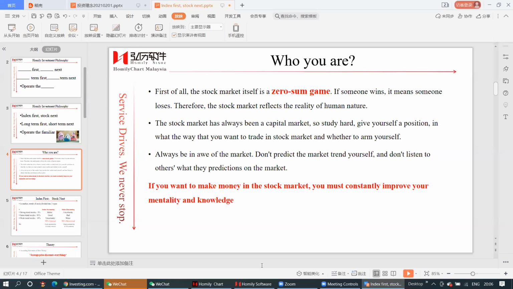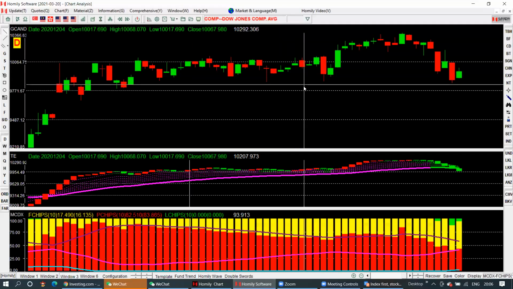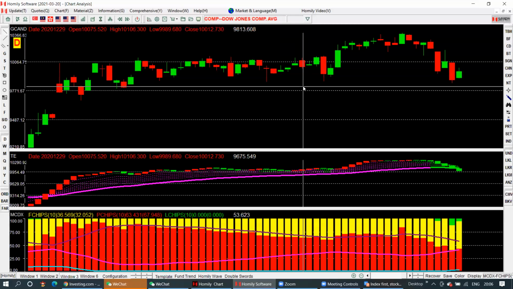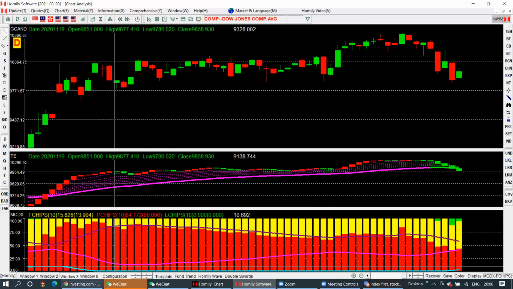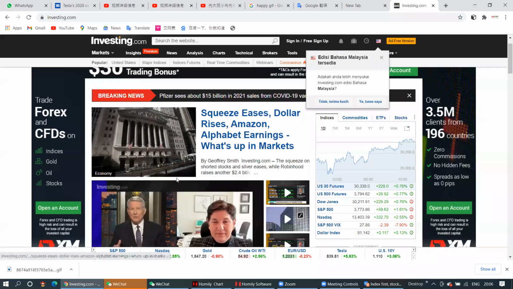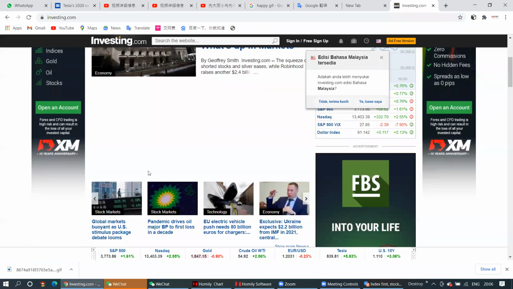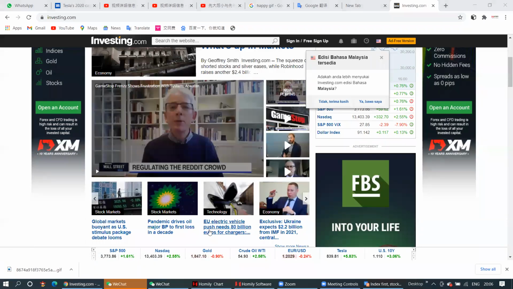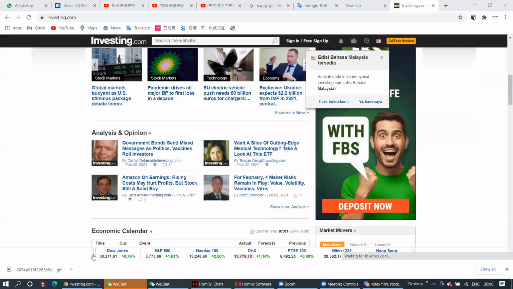If you want to trade, want to make and earn in the stock market, you must constantly improve your mentality and all your knowledge. Before we start, we see what our index is. Let's see here first. Today you can see our S&P 500, Nasdaq, and the Dow Jones are all increasing.